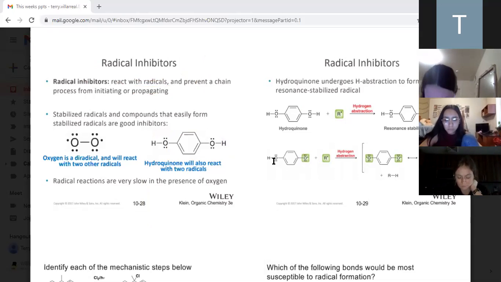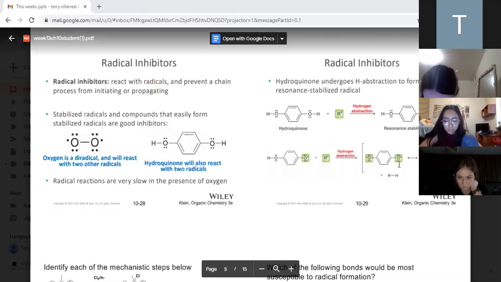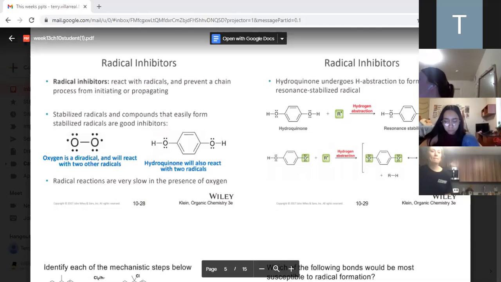But also on the other side, if this undergoes another hydrogen abstraction and now I have two radicals, this can have a mechanism that will give me benzoquinone. So my hydroquinone can react with two radicals and now it makes a stable intermediate. It's no longer reactive. The radicals have been eliminated. All right, so this is what these types of things do. They essentially make more stable intermediates that don't have the free radicals floating about. Does that make sense?